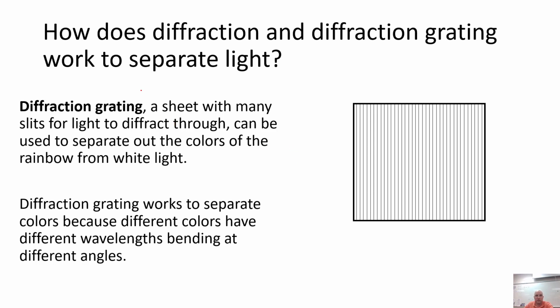A diffraction grating will use that whole idea that the colors of light coming through bend differently. When you hear the term diffraction grating, there's a bunch of slits in a film. All these are just lots of slits in this film.